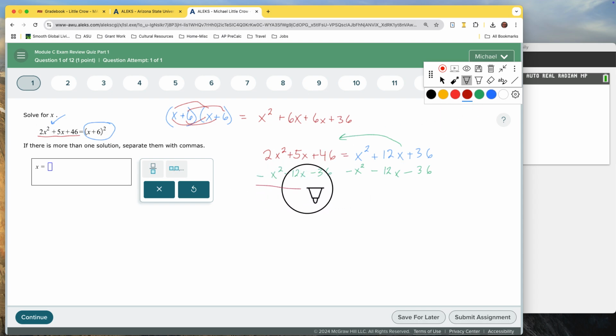And what happens over here is these all become 0, right? They cancel each other out. 2x squared minus x squared is just 1x squared. Plus 5 minus 12 is going to give us a negative 7x. And a positive 46 minus 36 is going to give us 10.